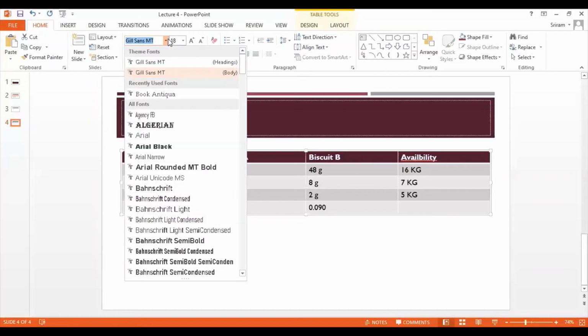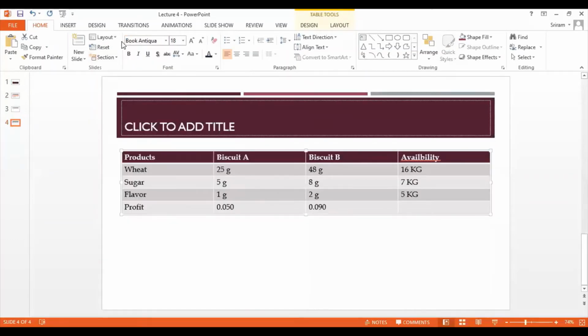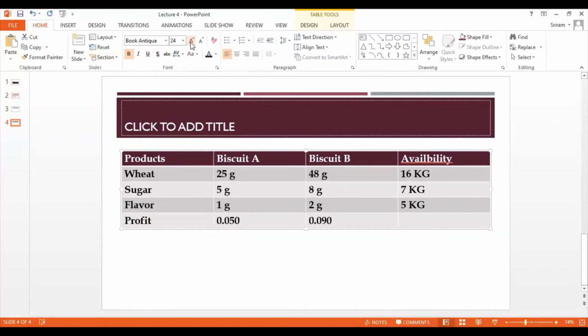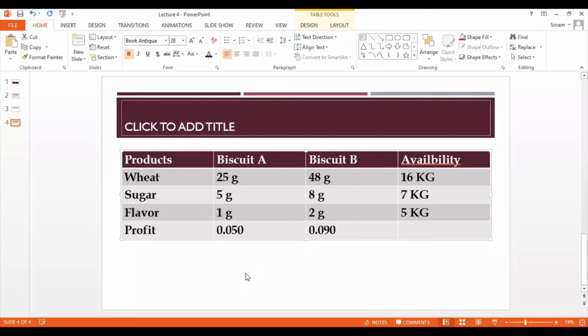Let me make a big one so that everybody can see. Now I hope it will be clear. We are having two products, biscuit A and biscuit B, and three resources: wheat, sugar, and flavor. Then they have given the profit and the availability.